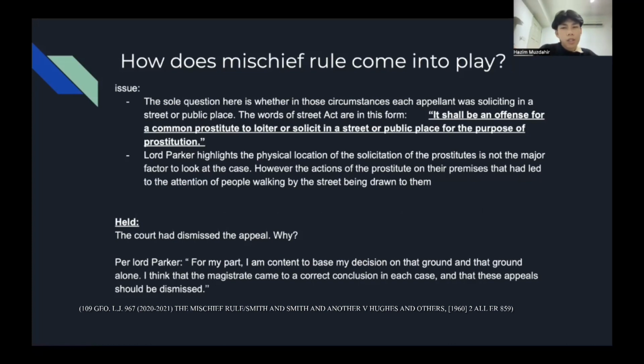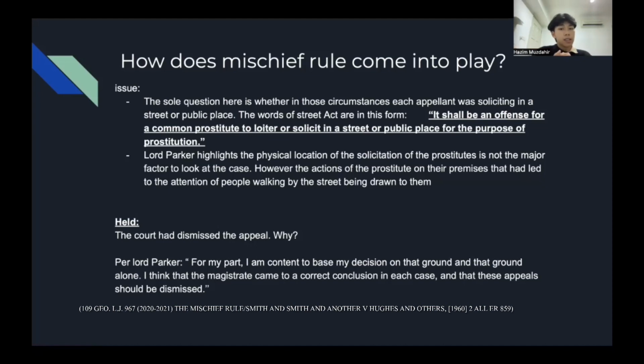So, how does the mischief rule come into play in this case? The sole question here is whether in those circumstances, as I mentioned before, each appellant was soliciting in a street or public place, because the words of the Street Offences Act are in this form, and I quote, "It shall be an offense for a common prostitute to loiter or solicit in a street or public place for the purpose of prostitution."